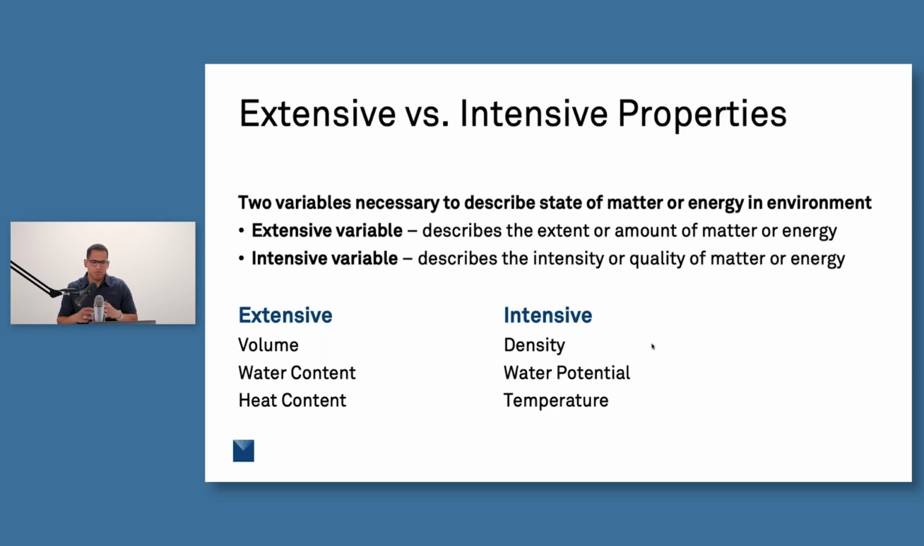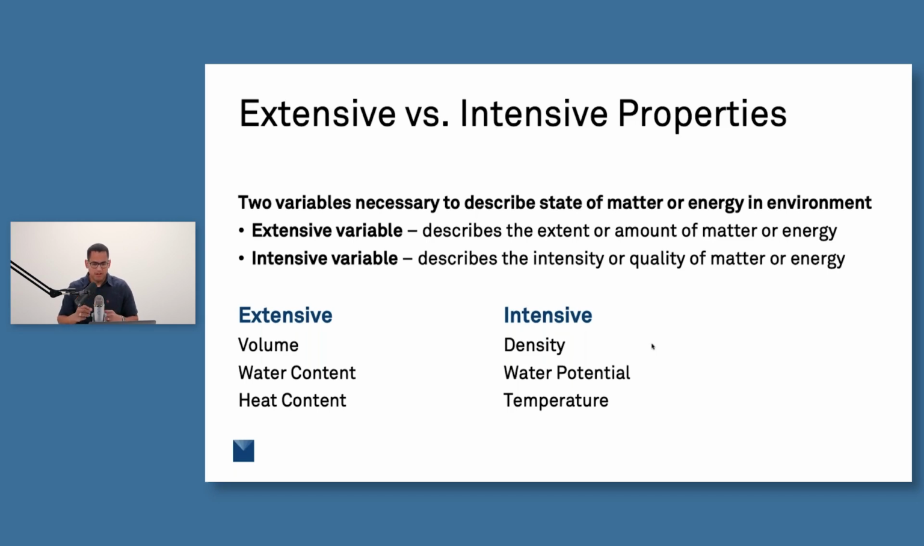So here are some examples that just kind of help paint the picture of what those mean. Here we have two examples. We have volume, which is our extensive variable. Everybody knows what volume is. And then we have density, which is the intensive variable. And we need both to really understand different types of matter, water, air, solid materials, things like that.